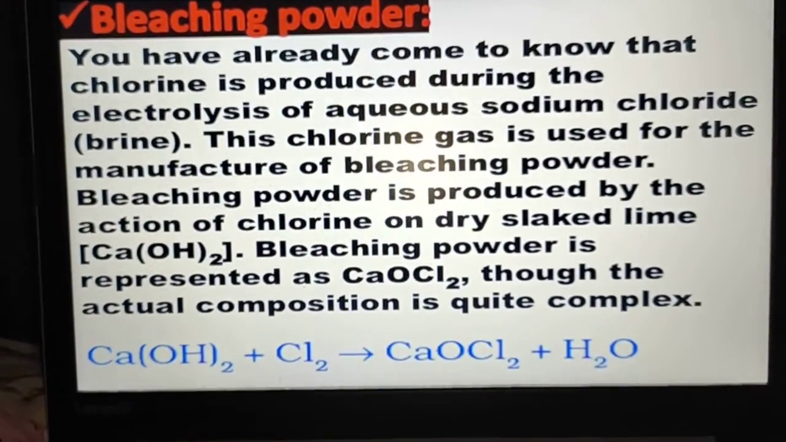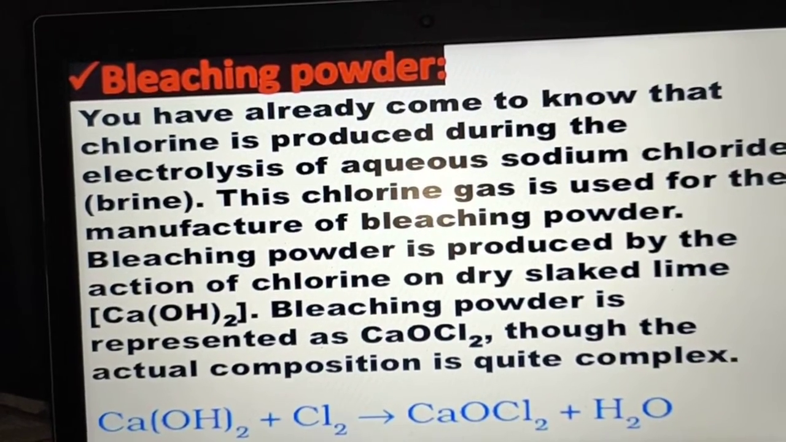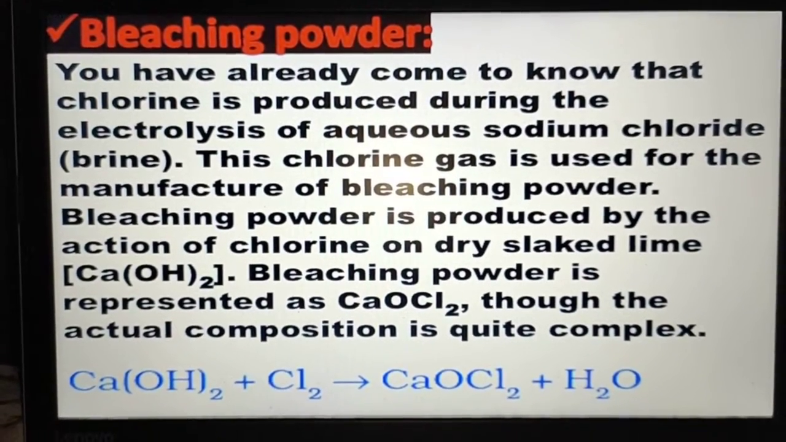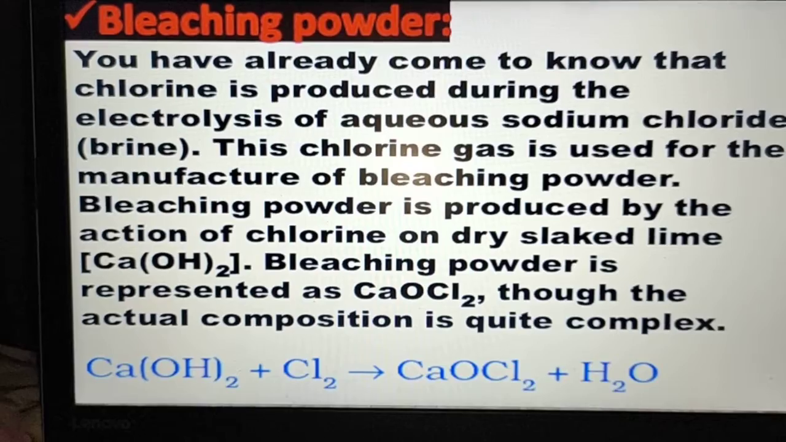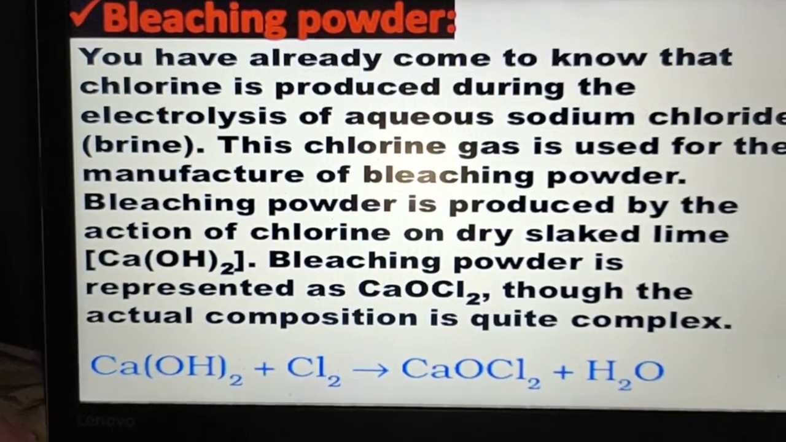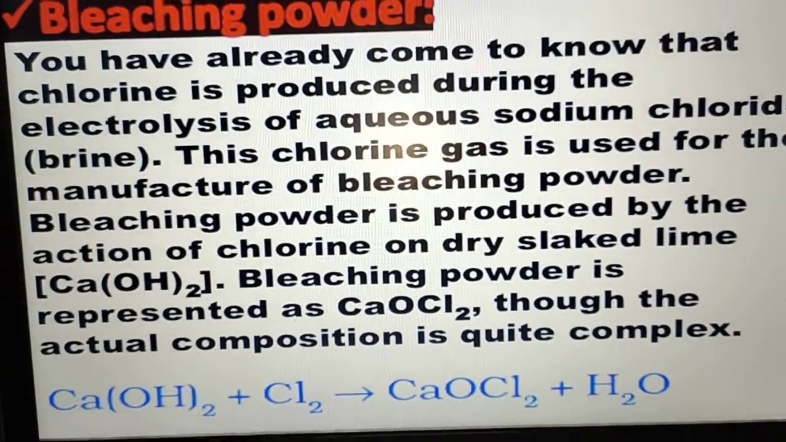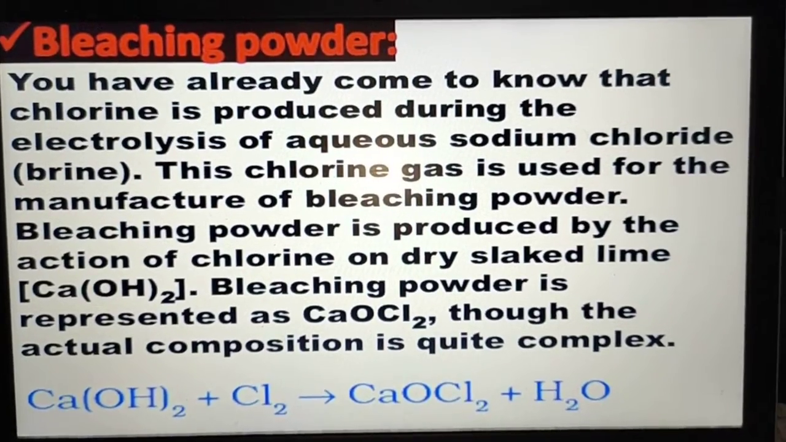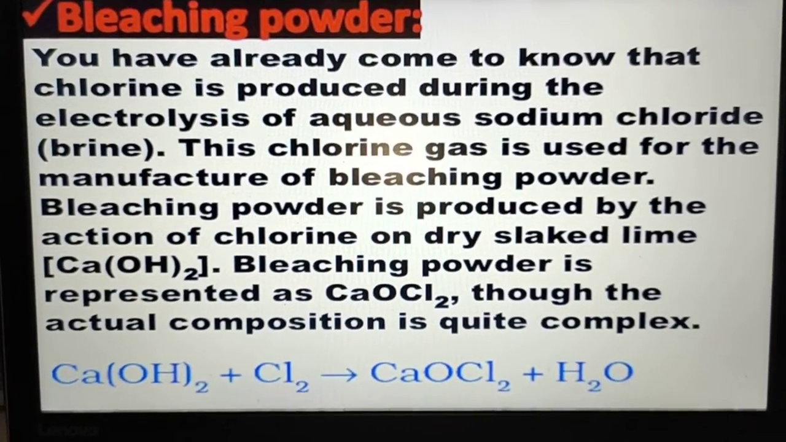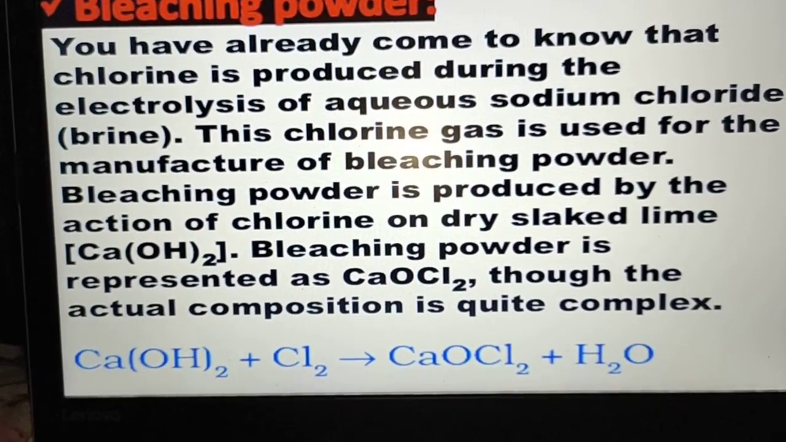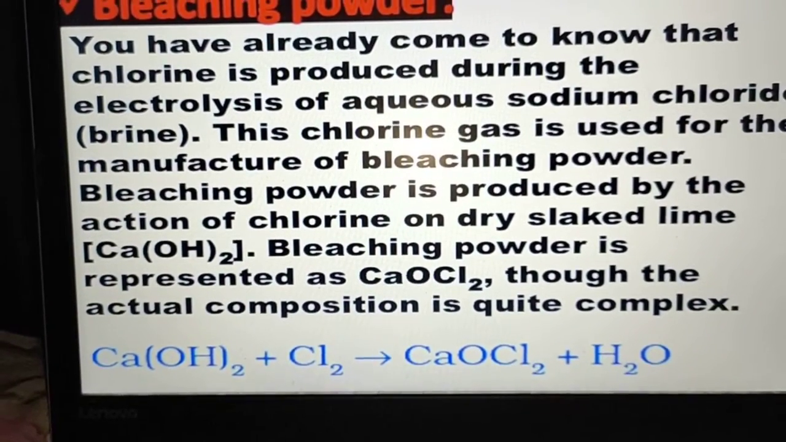Next, we have done 2 salts, common salt NaCl and caustic soda NaOH. Now we are dealing with the third category of salt, that is bleaching powder. You have already come to know that chlorine is produced during the electrolysis of aqueous sodium chloride brine. Here the master is NaCl, the sodium salt. We always use the sodium salt to make further salts. This chlorine gas is used for the manufacture of bleaching powder. Initially we get HCl plus NaOH giving NaCl, and that NaCl in aqueous medium is used to produce NaOH again.